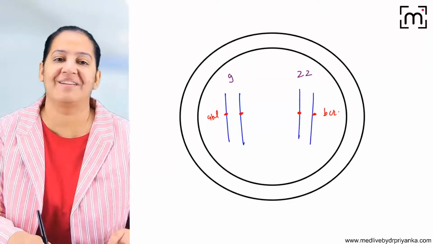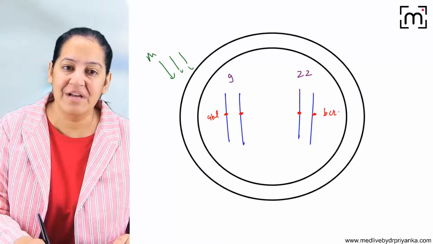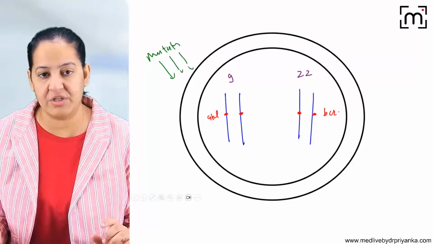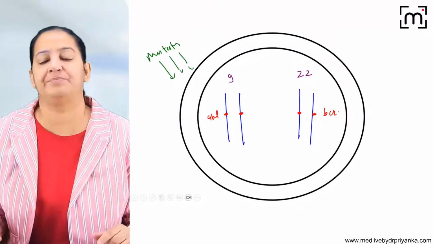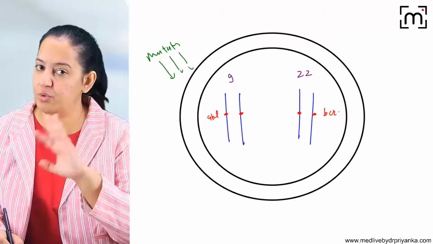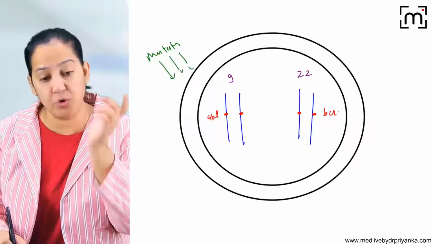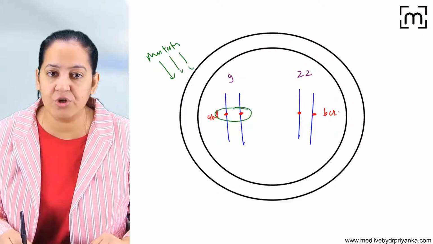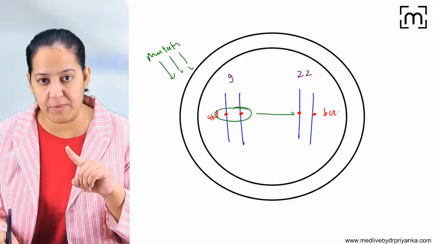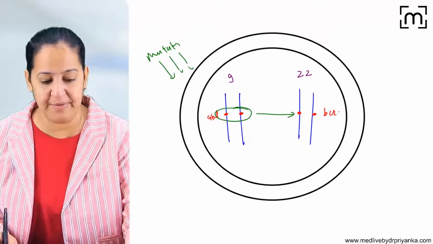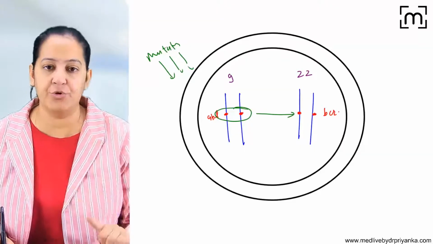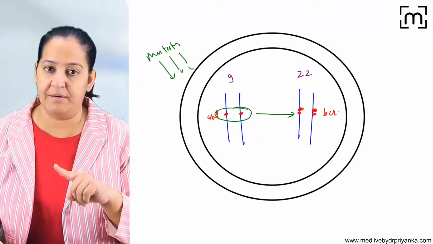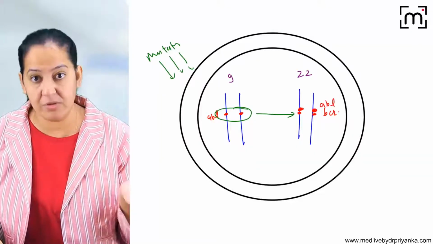Now, whenever mutation occurs, basically a translocation is taking place. What do you mean by translocation? A portion of 9 is given to 22, and in exchange, a portion of 22 is given to 9. It's a balanced translocation. 9 is giving this portion to 22, the portion which contains the ABL gene. So the ABL gene is transmitted to 22. On 22, BCR was already there, but ABL is also transmitted.